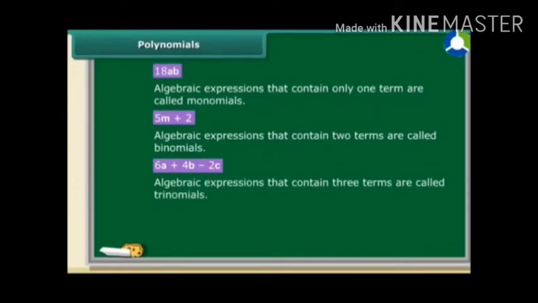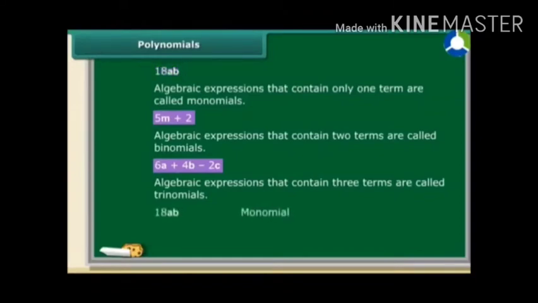Next, an algebraic expression that contains 3 terms is called a trinomial. 6a is one term, 4b is another term, minus 2c is another term. So we have 3 terms in this expression. a, b, c are the variables, and 6, 4, 2 are the coefficients of the variables.